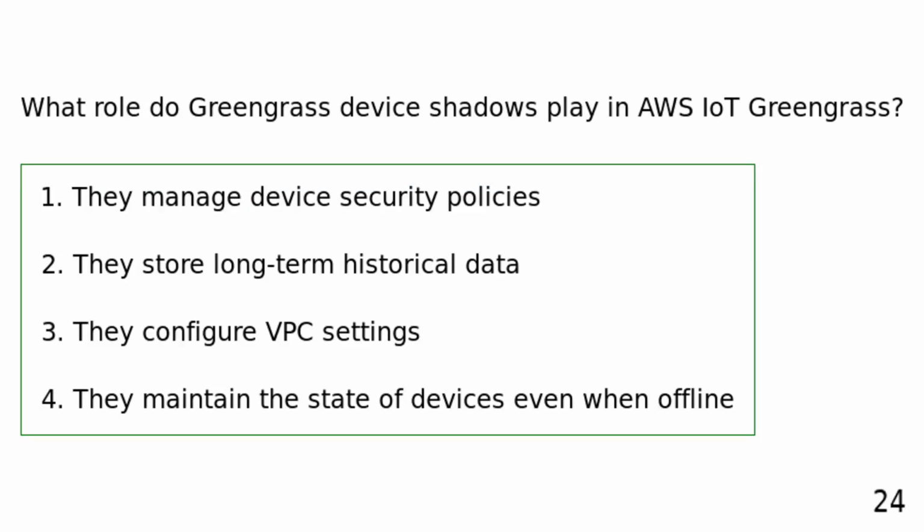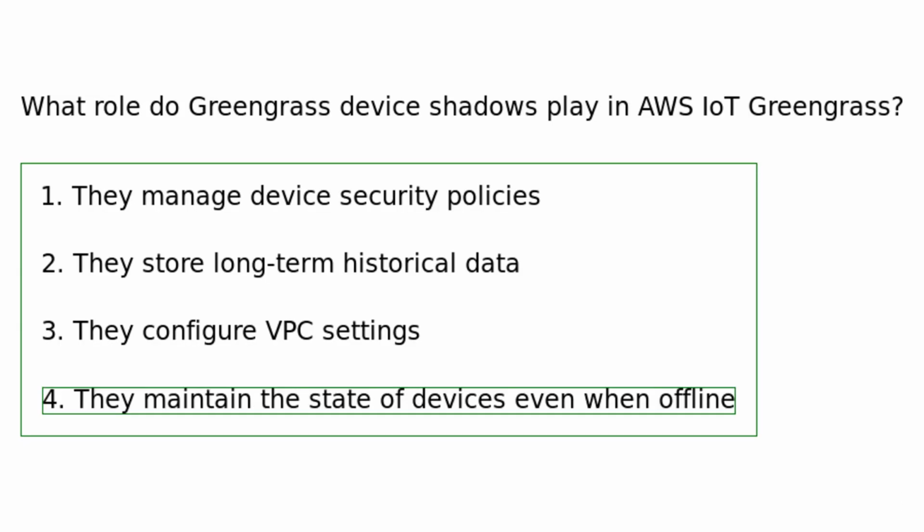What role do Greengrass device shadows play in AWS IoT Greengrass? They manage device security policies. They store long-term historical data. They configure VPC settings. They maintain the state of devices even when offline. Device shadows maintain the desired and reported state of devices, facilitating state synchronization even when the device is offline.